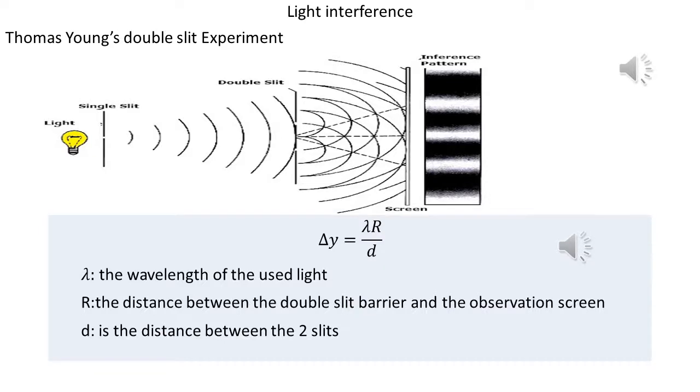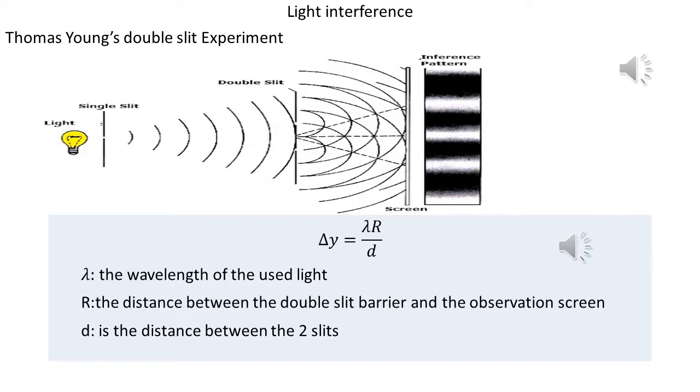Today I'll talk about interference and diffraction. Interference: to study the interference of light, we carry out the following experiment, Thomas Young's double-slit experiment. Objectives.